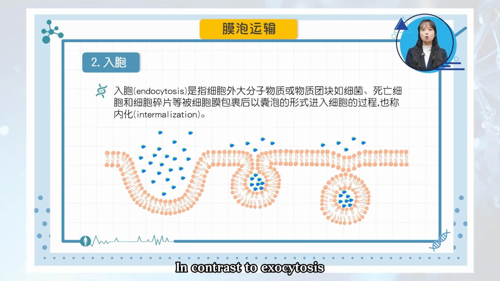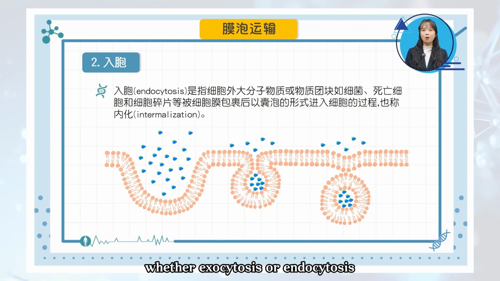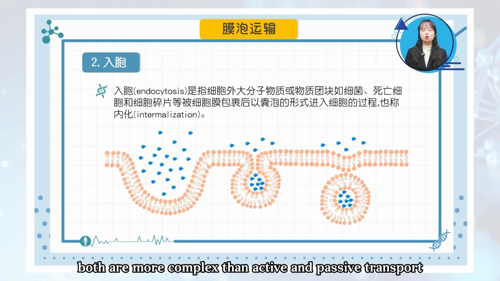In contrast to exocytosis, endocytosis reduces the cell membrane area. It is worth mentioning that, whether exocytosis or endocytosis, both are more complex than active and passive transport.